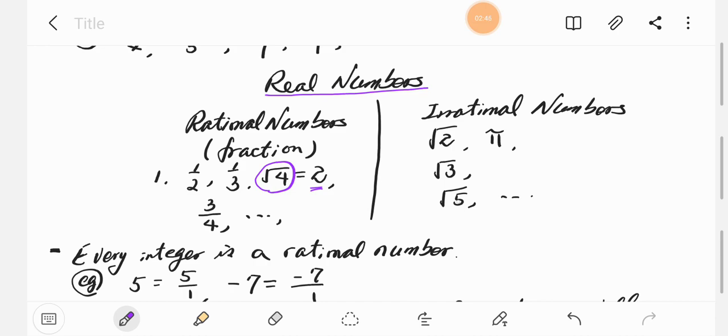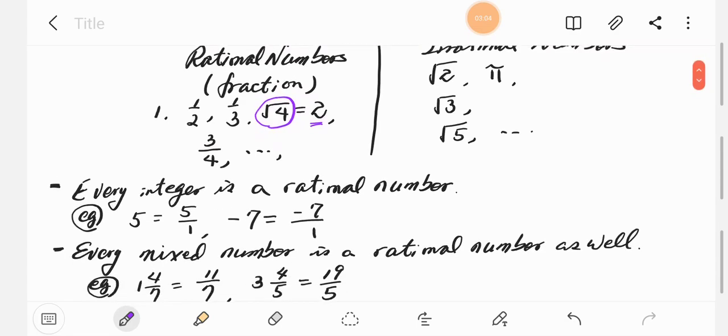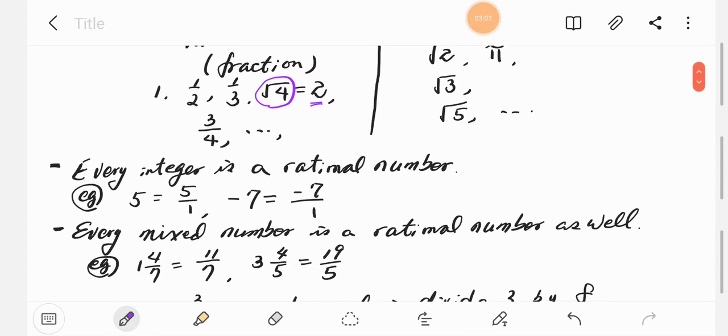The same is true of the square root of 3 and the square root of 5. All the square roots whose radicand is not a perfect square are irrational numbers. Even the symbol pi is 3.14 and so on. Let's learn more about rational numbers and irrational numbers.